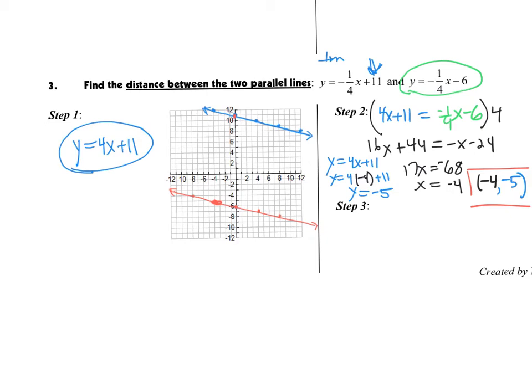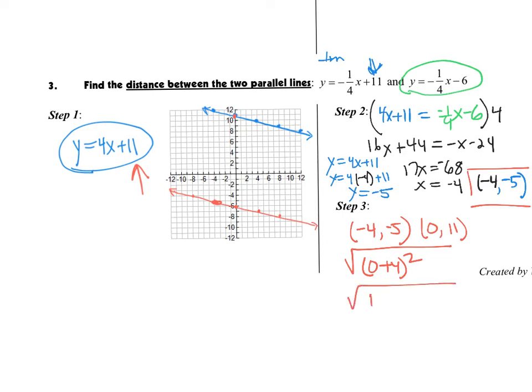And we're trying to find now the distance between the point that we found here in step 2, which was -4, -5, and the y-intercept that we used over in step 1. So this y-intercept that we used over here in step 1, which was 0, 11. And now we're going to use the distance formula. So we're going to take the square root of the differences of the x's squared.